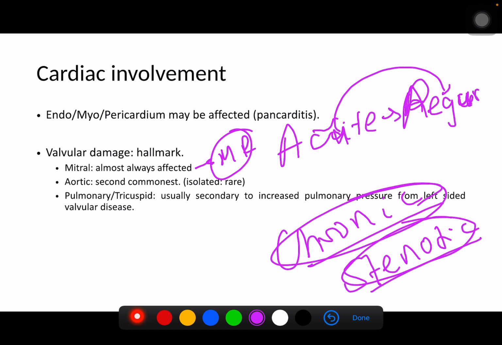I studied this from one of our YouTube channel experts, known as Medicosis Perfectionalist. Very good videos. He says: acute is for regurgitation, chronic is for stenosis. Now the second most commonly involved is the aortic valve. The pulmonary and tricuspid valves are usually involved secondary to increased pulmonary pressure from left-sided valvular disease.